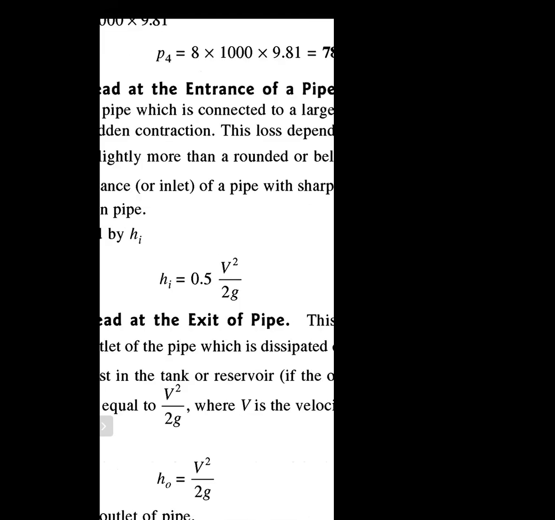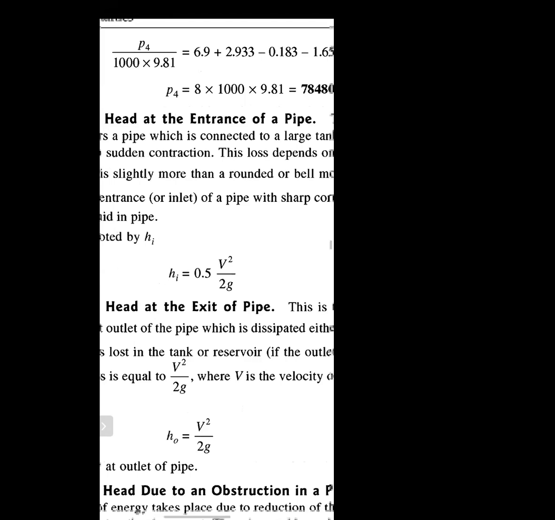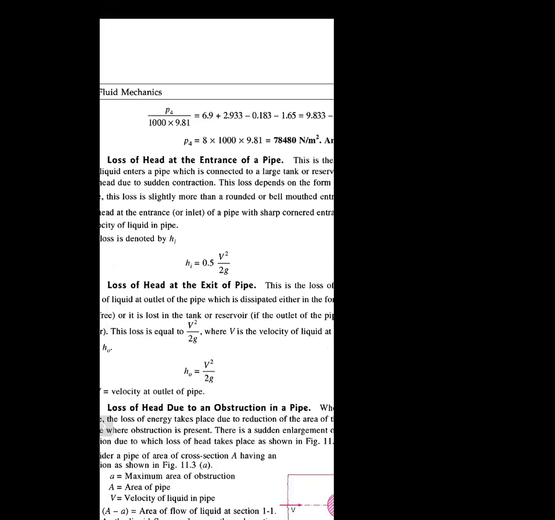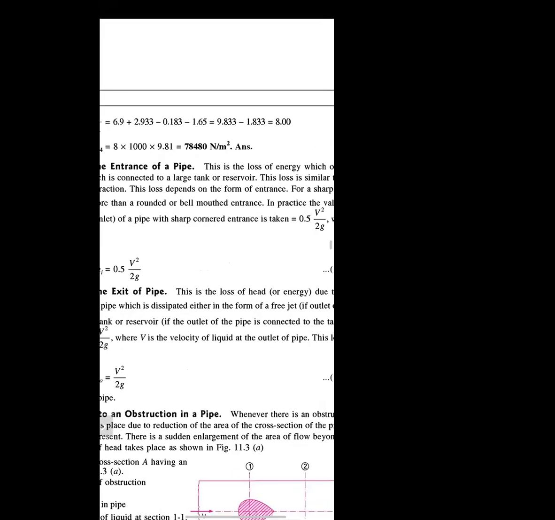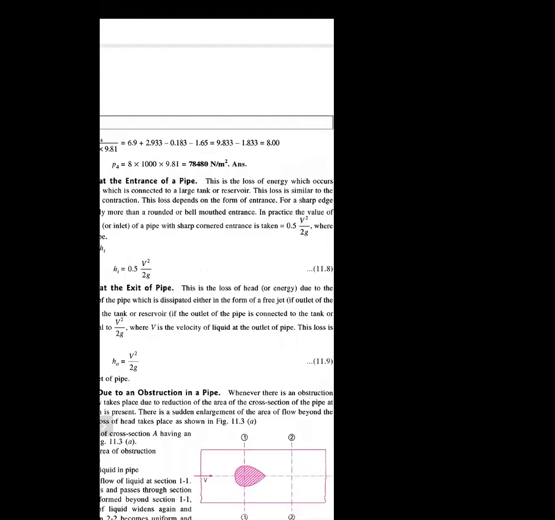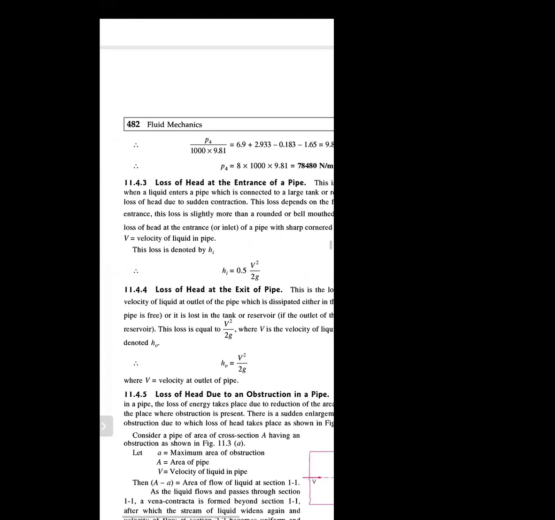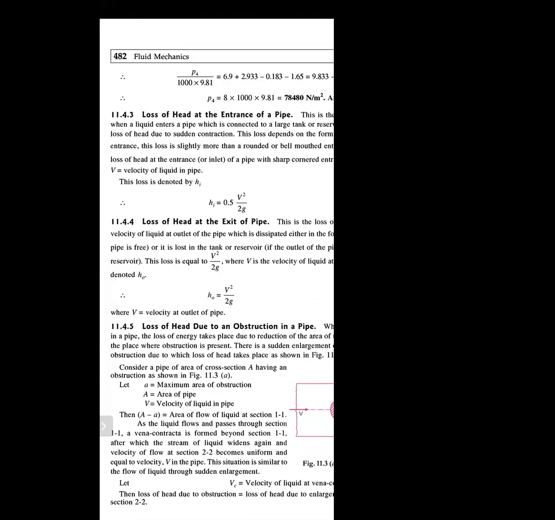0.5 V square upon 2G, where V is the velocity of liquid flowing through that pipe. Okay, the next type of loss is loss of head at the exit of pipe.